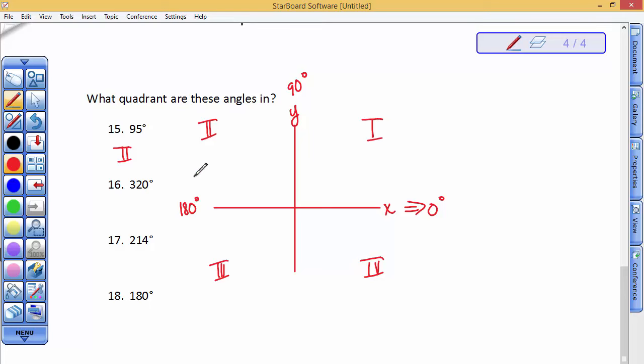320, 90, 180, 270, and 360, so 320's got to be between these two. So it's in the fourth quadrant. 214, just a little bit more than 180, but not up to 270. Third quadrant. 180-degree angle is a quadrantal angle. We do not specify that it's in a particular quadrant. Very good. On to discovering trigonometry.